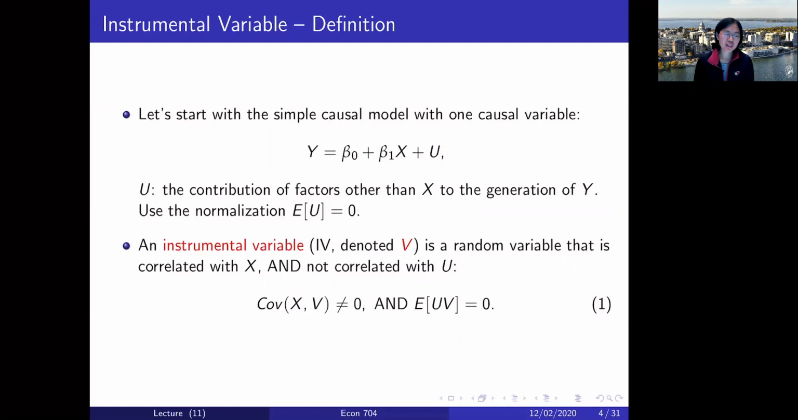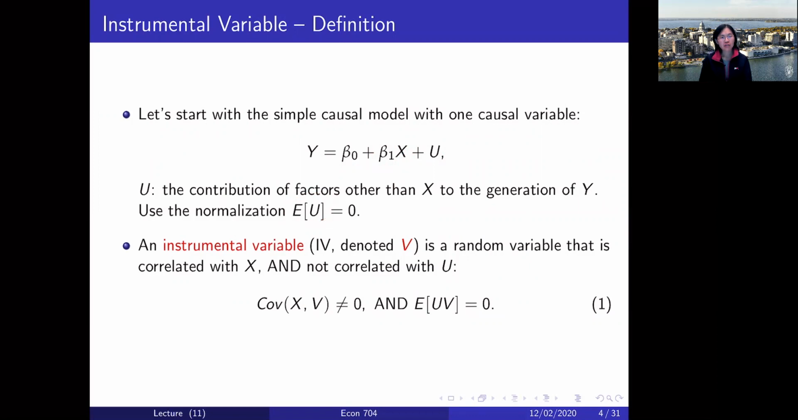So to start talking about IV, let's get back to the simple causal model where there is only one causal variable and one causal parameter of interest that we want to estimate. And as always, the error term in the causal model summarizes all the contributing factors other than x to y. And we normalize u to have expectation 0. So those are standard.